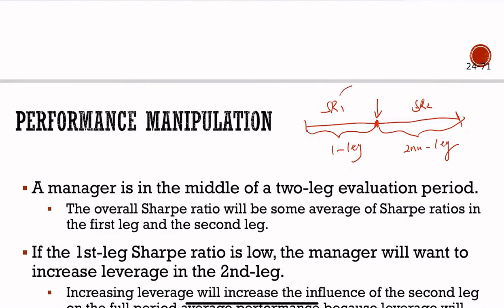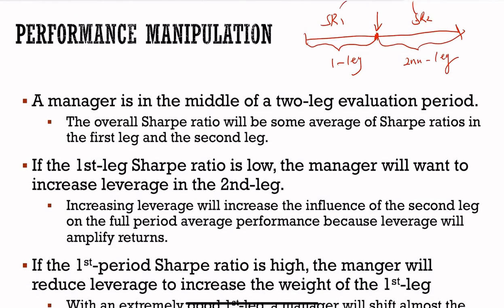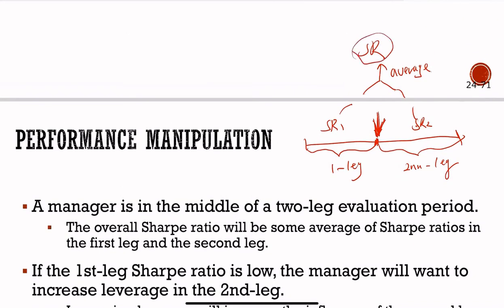And then some sort of average will give us the overall Sharpe ratio. Right? So we will use some kind of average. Now, let's assume the first leg Sharpe ratio is very low. That is, SR1 is very low. Now the manager standing in the middle of these 2 legs is thinking about the following question. Hey, what can I do to increase my overall Sharpe ratio?